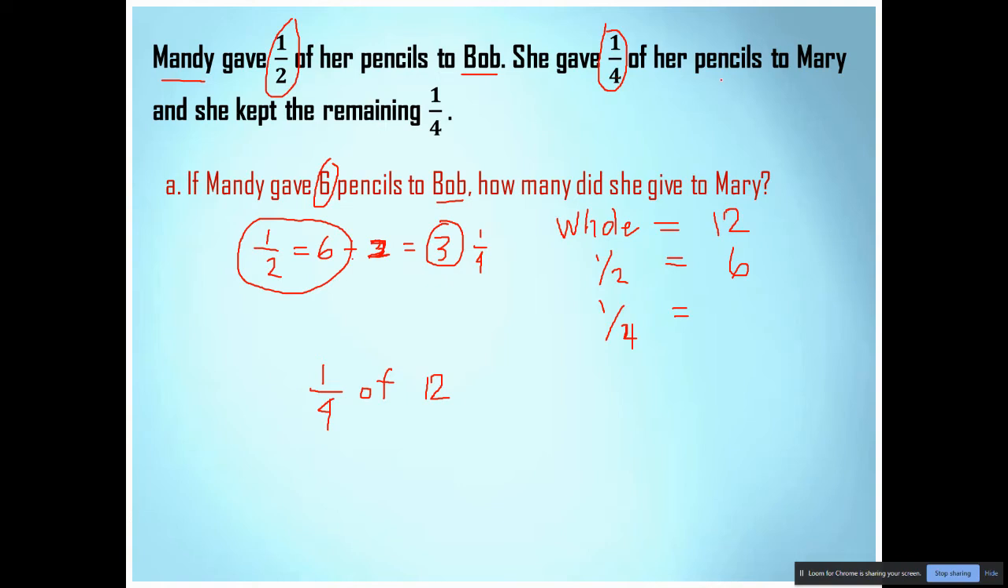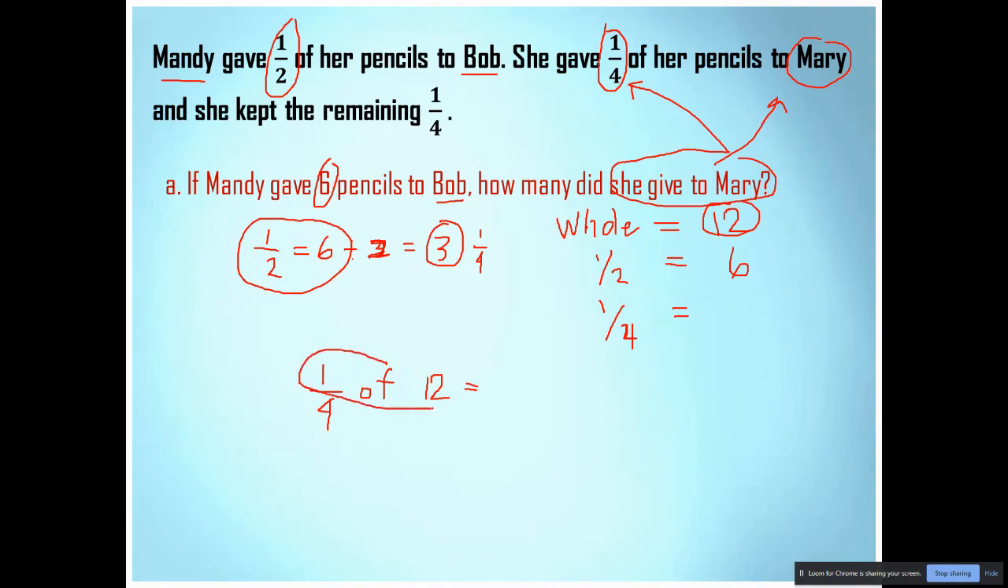Because 1/4 of the pencils was given to Mary, right? And that is the problem. How much did she give to Mary? That is 1/4 of the pencils. So what is 1/4 of 12? Then that is the number of pencils that was given to Mary. So how to do that?